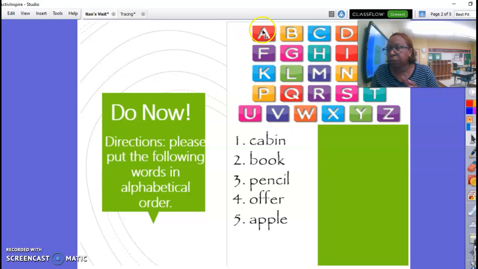We know that the first word is going to start with an A. So we look to see, because we know A is the first alphabet, so we look to see if we have any A's. Well, yes, we do. So then that will be our first word. So what is our first word going to be? Apple.